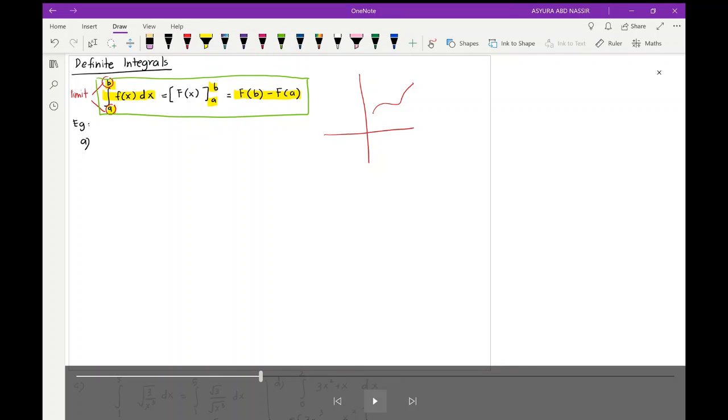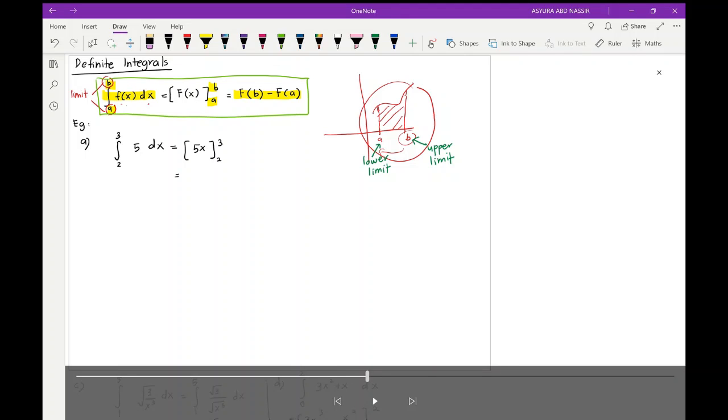The use of the definite integral is to find the area under a curve. This is your lower limit a, and b will be your upper limit. To find the area under a curve, it will be the upper limit minus the lower limit. That's why you will get F(b) minus F(a). Let's continue with the first example.